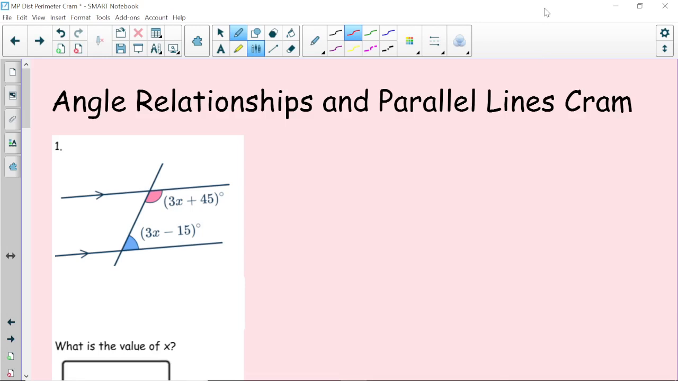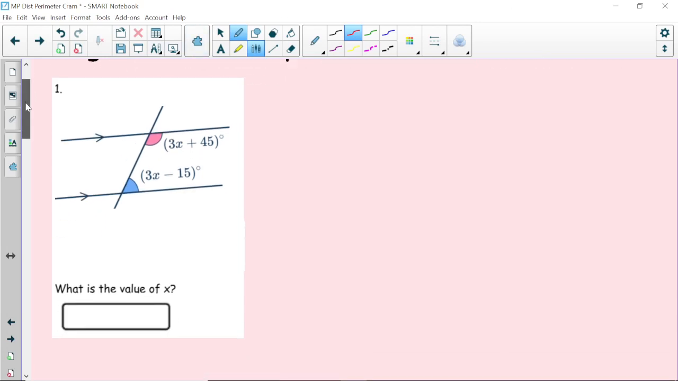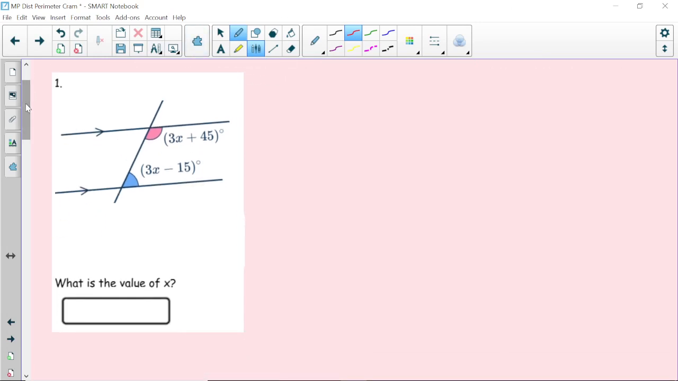All right, so we're going to do some OST review on angle relationships and our parallel lines. So we're going to jump straight into number one. It looks like we've got a transversal that is cutting through two parallel lines, and two of our angles are marked with some expressions. We're being asked to find the value of x.